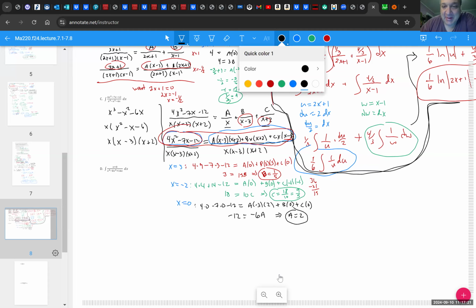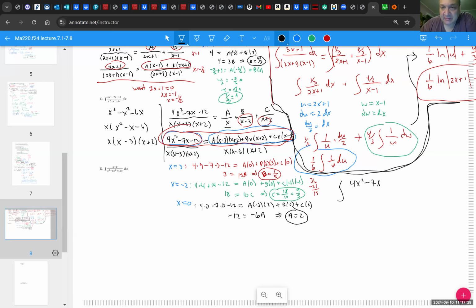So anyway, my integral of the big old monster, 4x squared minus 7x minus 12 over this fraction factored as x minus 3, x plus 2, that big old thing, if you're wondering where I'm looking, right here, is going to equal the integral of 3 separate things: A over x, plus B over x minus 3, and then plus C over x plus 2.